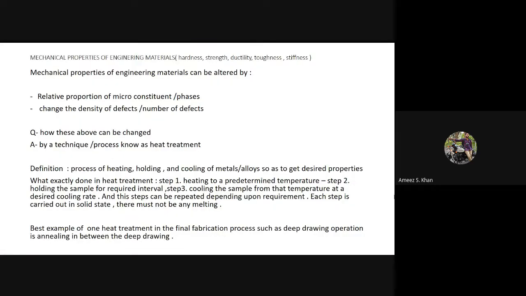The second step is what? Holding. That means after reaching that particular temperature, you have to keep the sample for a particular duration. That's the holding cycle. Holding in technical terms is also called soaking. SOAKING. Then what is step number 3? We have to do cooling of the sample finally. After holding, we have to cool the sample, basically to room temperature, or sometimes below room temperature, depending upon our requirement. And it should be at a desired cooling rate. That means it may be slow, it may be fast, it may be very fast, like that.